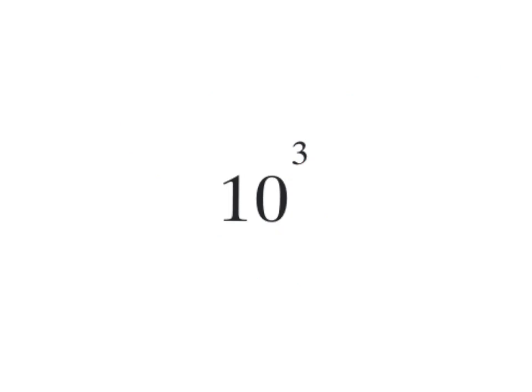So, for example, this is read either 10 to the third power or 10 cubed. What it means is I'm going to multiply this 10 3 times because the exponent is a 3. And 10 times 10 times 10 is 1,000. So 10 to the third power is 1,000.